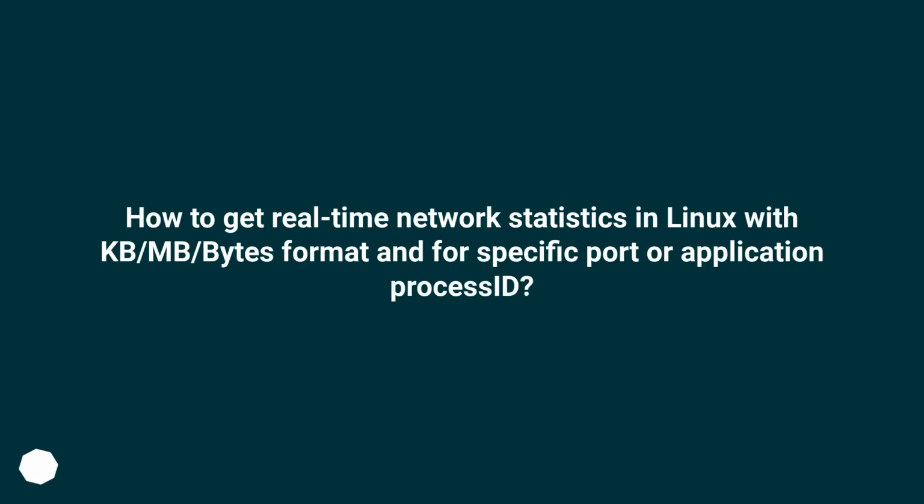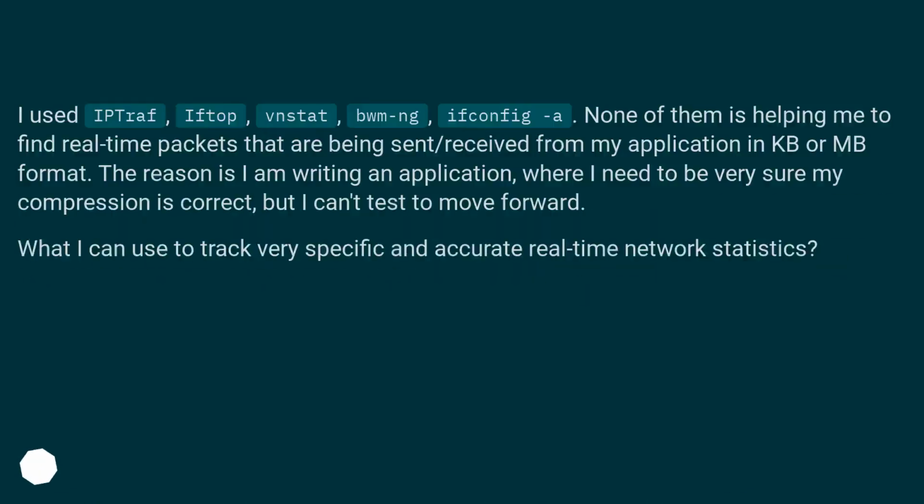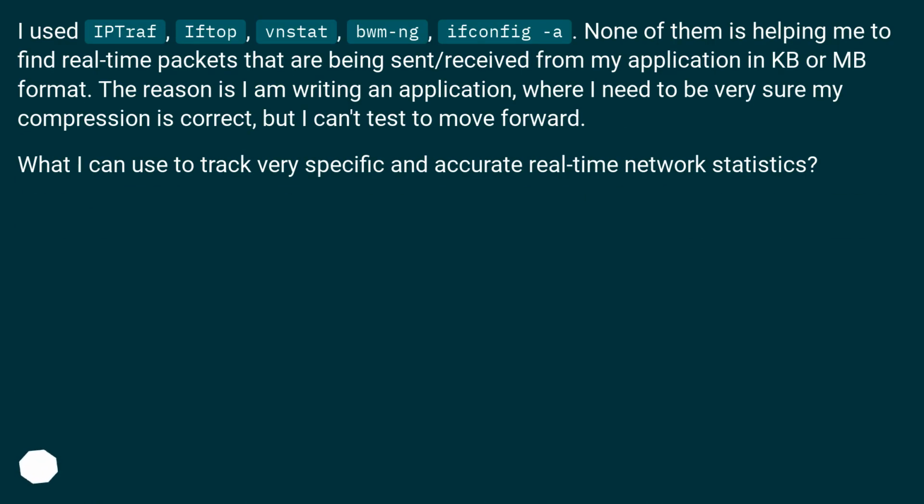How to get real-time network statistics in Linux with KB/MB/bytes format and for a specific port or application process? I used iftop, iptraf, nload, bwm, ifconfig.